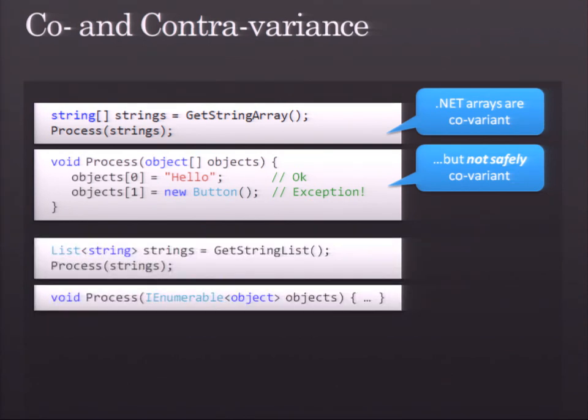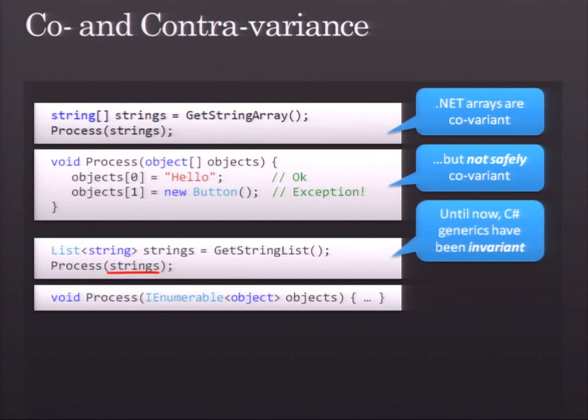Now let's try and look at this code written with generics instead. Let's say I have myself a list of strings, and I call this method called process of strings, and process takes an IEnumerable of object just to be maximally applicable here. That today would cause a compile time error because a list of strings does not implement IEnumerable of object, it implements IEnumerable of string. And since today generics have been invariant, we would get a compile time error here, much to the chagrin of everybody. And they go, why can't I do that?